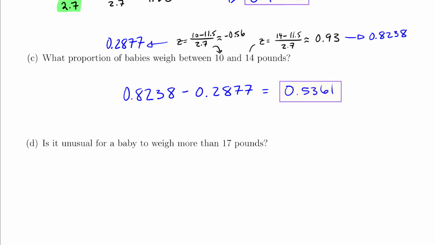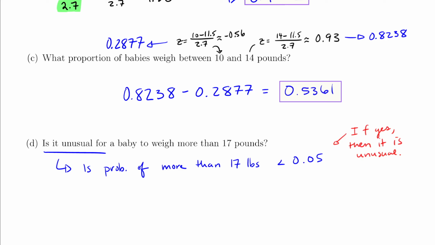Now our final question is: is it unusual for a baby to weigh more than 17 pounds? Our cutoff for if it's unusual would be if the probability of more than 17 pounds is specifically less than 0.05. If the probability is less than 0.05, then we would say yes, it's unusual. If the probability is instead greater than 0.05, we would say no, it's not unusual. So that's our cutoff for what we call unusual in this class.